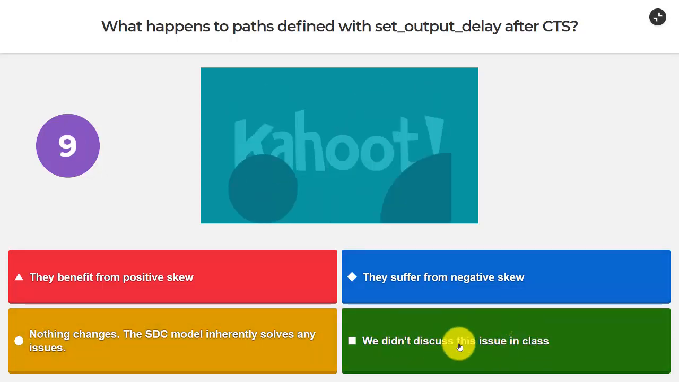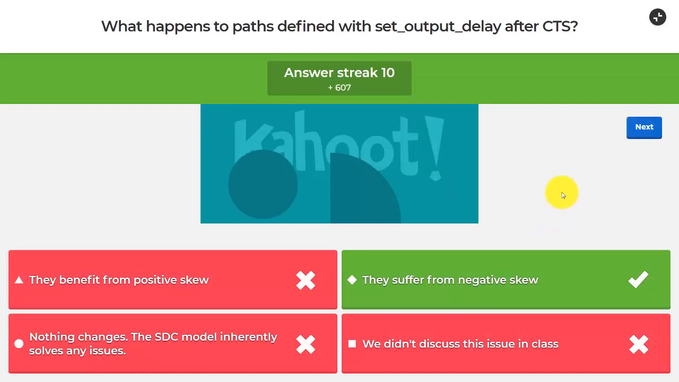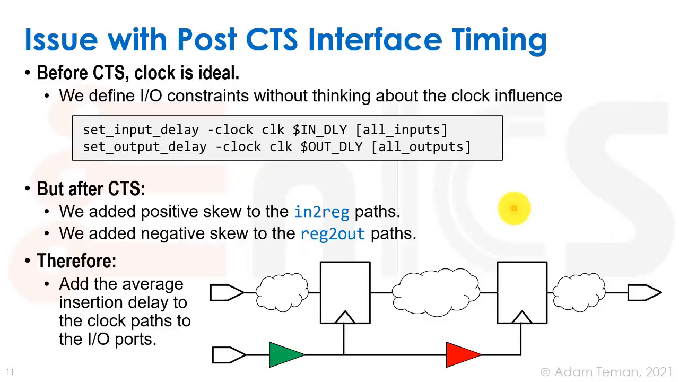Well, we did discuss it. We even discussed it in a previous class on STA, maybe even in synthesis. But the answer is that they suffer from negative skew. And again, let's look at this now that we know a bit more about clock trees.